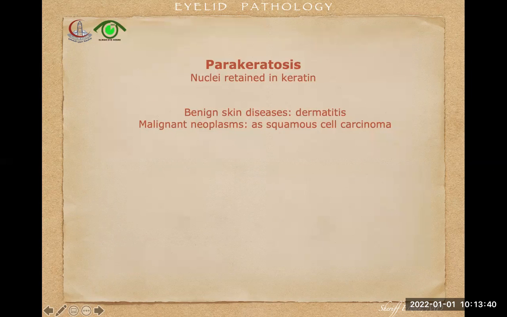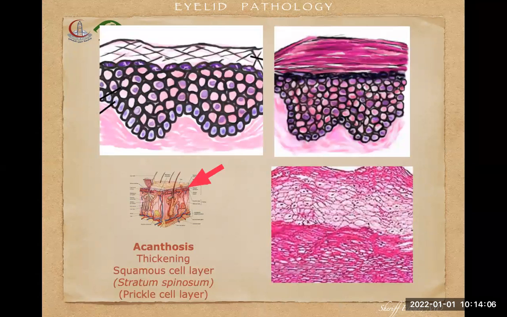And this condition occurs in benign skin diseases like dermatitis, and in malignant neoplasms such as squamous cell carcinoma. So in squamous cell carcinoma, we can describe parakeratosis. We can find parakeratosis in dermatitis, which occurs, for example, in thyroid eye disease. There is parakeratosis, meaning nuclei retained in the keratin layer.